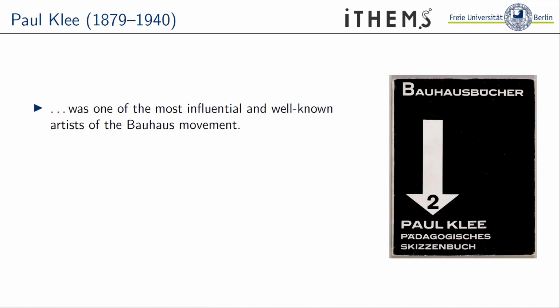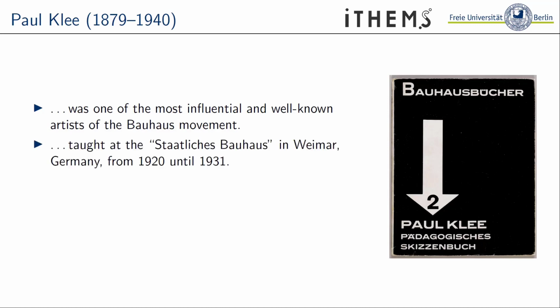Paul Klee was a painter living in the 19th and 20th century. He was one of the most influential and well-known artists of the Bauhaus movement in Germany, a movement in architecture and design. He taught as a lecturer at the Staatliches Bauhaus in Weimar, Germany, from 1920 until 1931, when he had to migrate to Switzerland given the rise of the Nazi dictatorship.